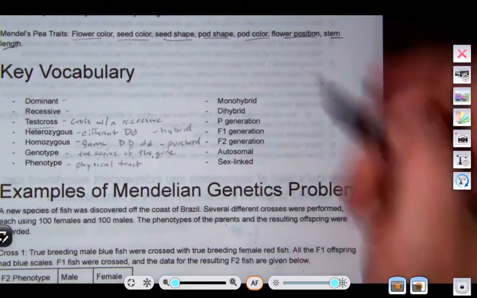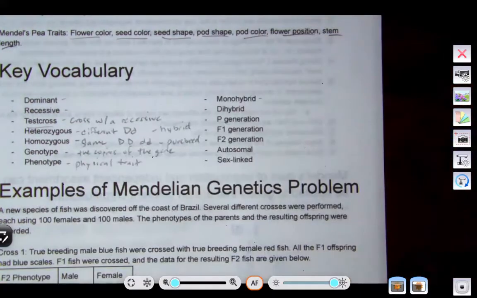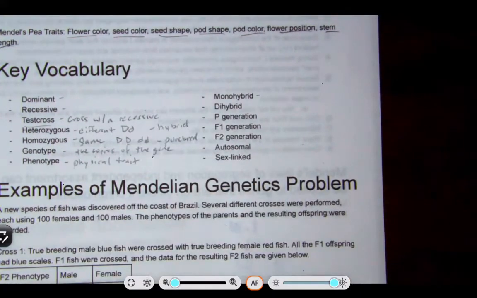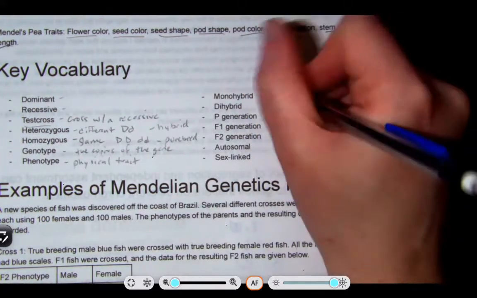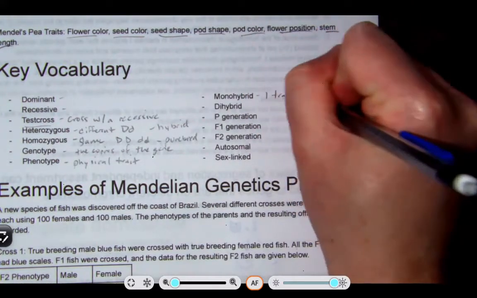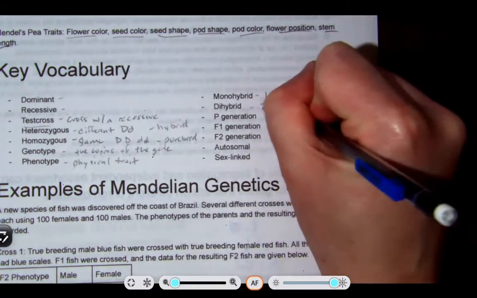Other words to be aware of are monohybrid, which means a cross between one trait, and then the dihybrid, which is a two trait cross.